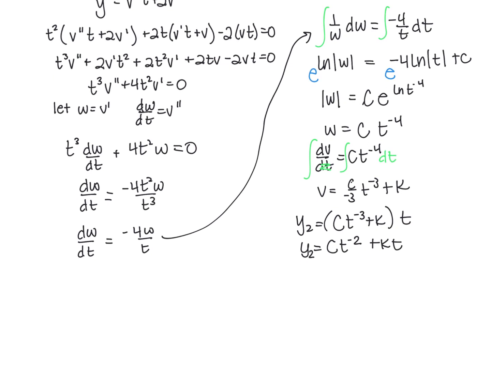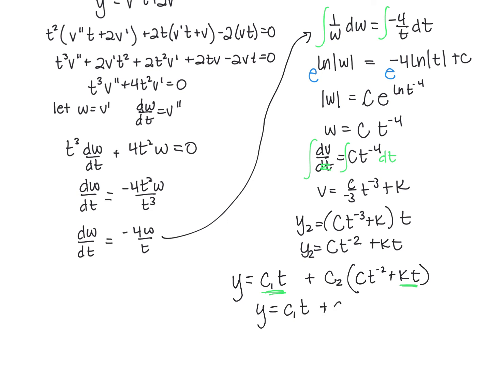And then my general solution is the superposition of both. So c1 times my original solution t, plus some constant times c t to the negative 2 plus k t. This part right here will get absorbed with this part. So really my final answer is just y equals c1 t plus c2 t to the negative 2. Are there any questions on that?